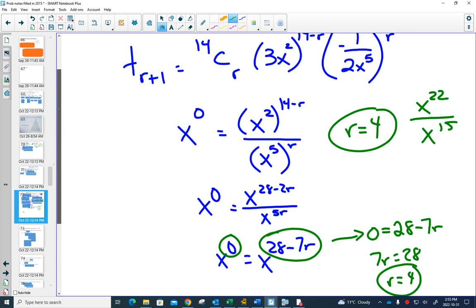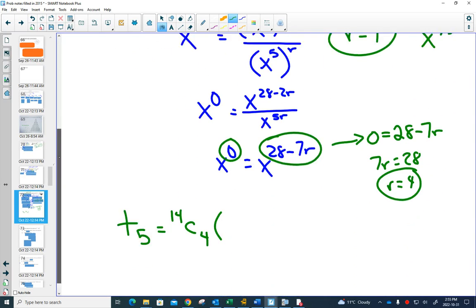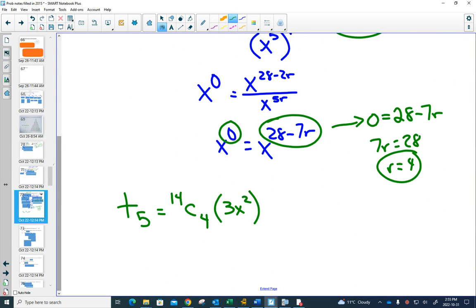It was, I have to go up, 14 choose 4. I should really have it memorized. 3x squared and 1 over, oh my goodness, 2x, to the 5. Is it negative? And this will be to the 4, and this will be to the 10. 14 minus 4. And now we could go to our calculator and calculate these things.